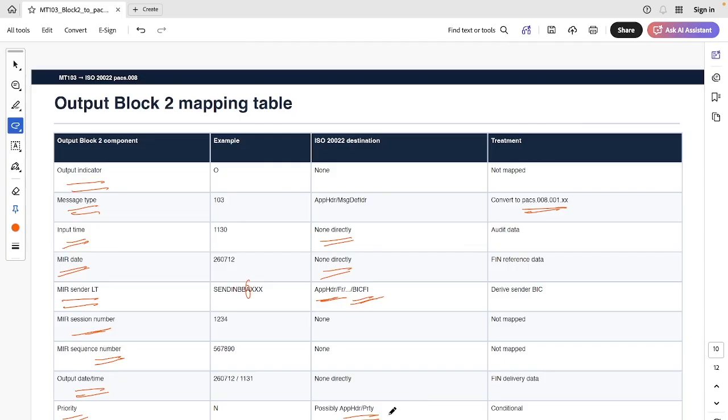So only a small portion of the output block 2 contributes directly to the app header. Most of it remains in the network and audit information layer. So only this MIR sender, message type, and on a conditional basis, the priority. These three basically contribute to the business application header element of ISO 20022.